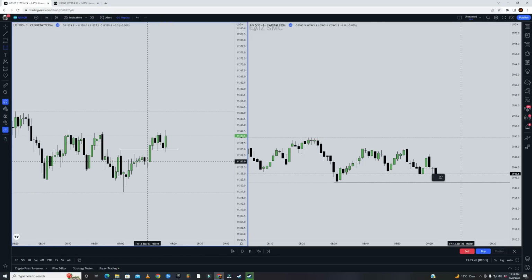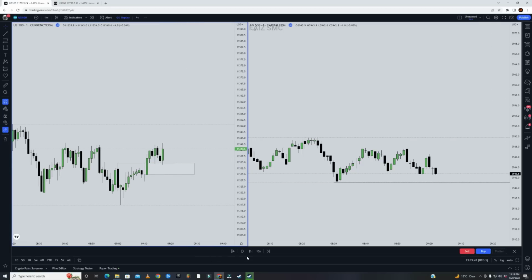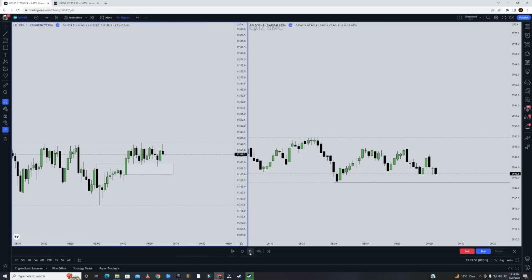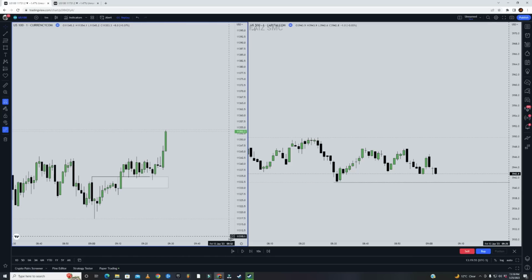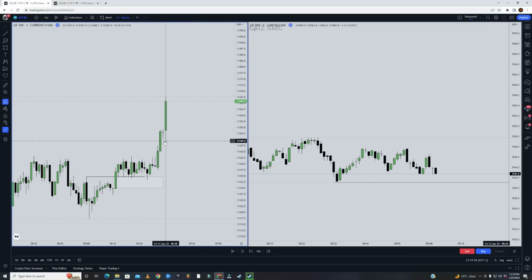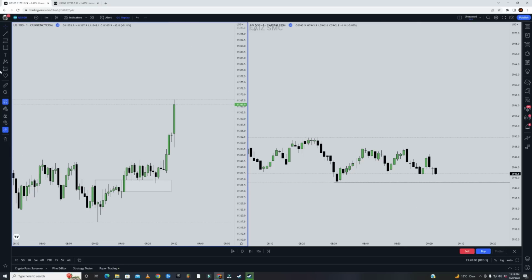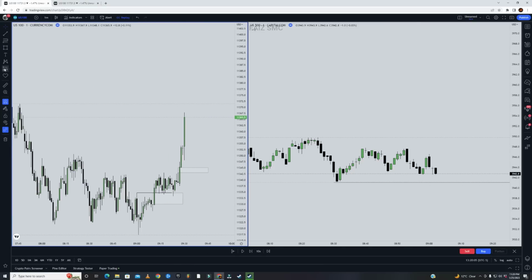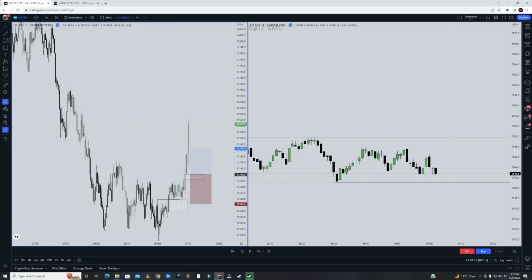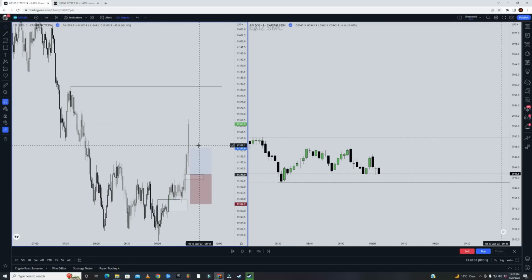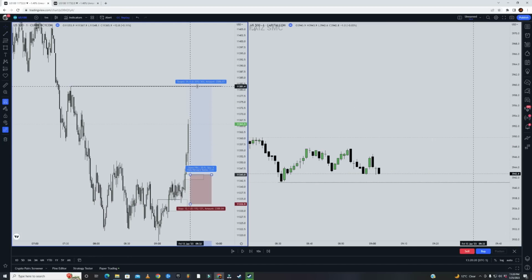Price goes ahead and fills this fair value gap, comes back again, fills this fair value gap again. And now when I play this through, you can see we are at 9:30, and we have this fair value gap. So what you do is simply go long, put your stop right below this low or even this low, doesn't matter, but I would put it here, and you target a prominent liquidity in the opposite direction. So it could be this.